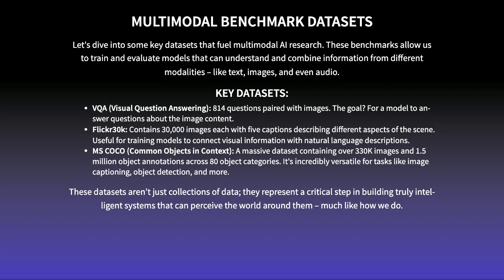Okay, so let's talk about some really important datasets that are driving progress in multimodal AI. We've got VQA, which is all about answering questions about images. Think, what color is the dog? The next one, Flickr30k, has thousands of photos each with multiple captions describing what's going on in the picture, perfect for teaching a model to connect visuals and words. And finally, MS-COCO. It's a huge collection of labeled images that we use for all sorts of things like generating captions or identifying objects within them. These datasets are vital because they give us the ground truth data needed to train and test our AI models.